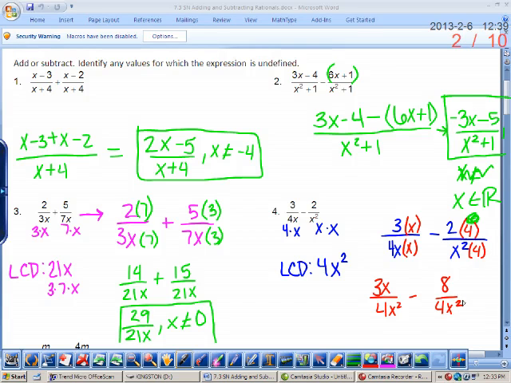Anytime, guys, you see that subtraction sign in between your fractions, it's really important you put your parentheses in. I don't want you to forget that. Even though in this case, does it really matter if you have the parentheses there? No, but you want to train yourself that every time you see a subtraction, you're going to put parentheses. So what is this going to become? 3x minus 8 over 4x squared.